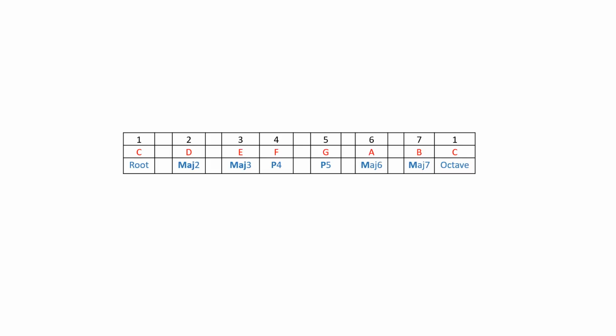When we take the 7 natural intervals from the chromatic scale, we derive the formula for the major scale, which is 1, 2, 3, 4, 5, 6, 7. The C major scale with the root note C is the only major scale with all natural notes. The notes of the C major scale are C, D, E, F, G, A, B, and C.